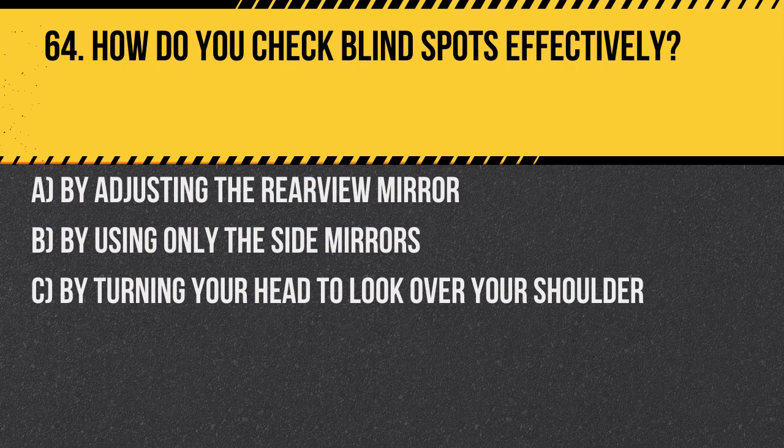Question 64. How do you check blind spots effectively? A. By adjusting the rearview mirror. B. By using only the side mirrors. C. By turning your head to look over your shoulder.